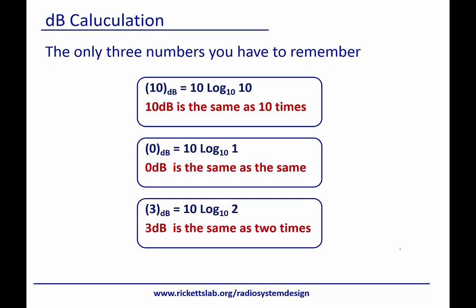And 3 dB is the same as 2 times. And this is probably the most used one. And it's pretty easy because 3 dB is twice, 6 dB is 4 times, and 9 dB is 8 times. So you can kind of move through this pretty quickly.